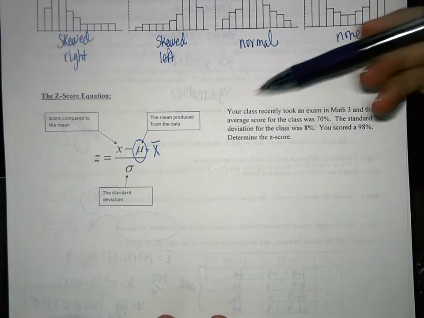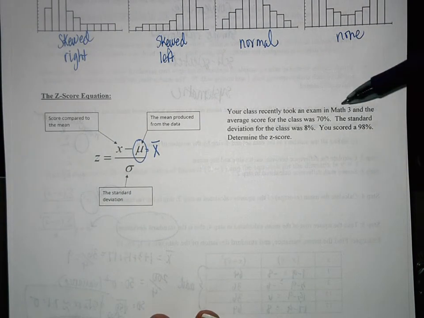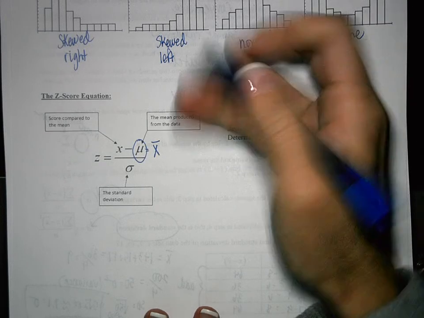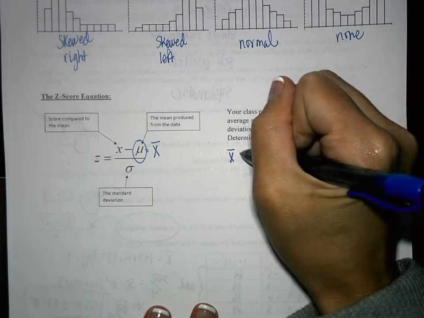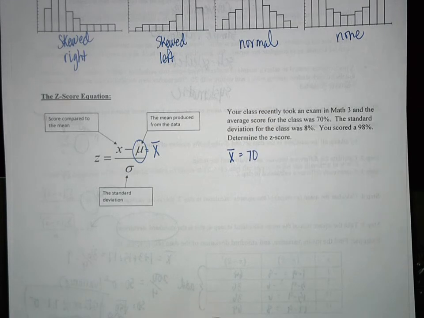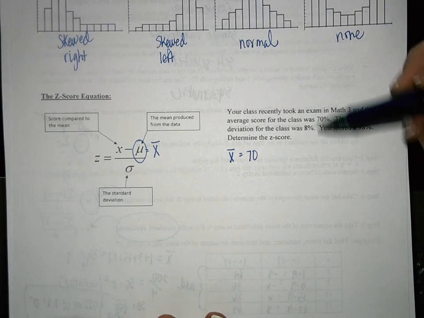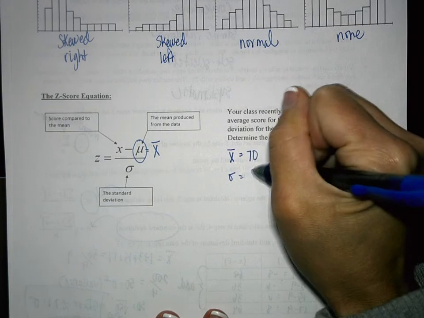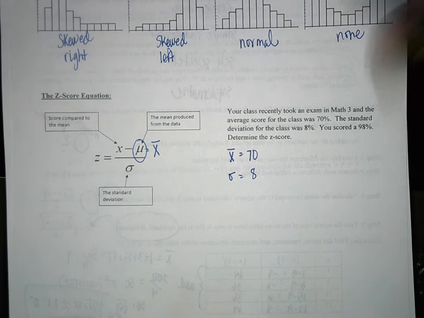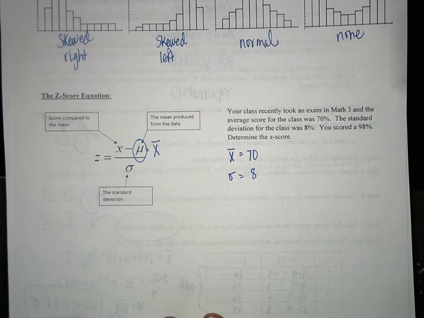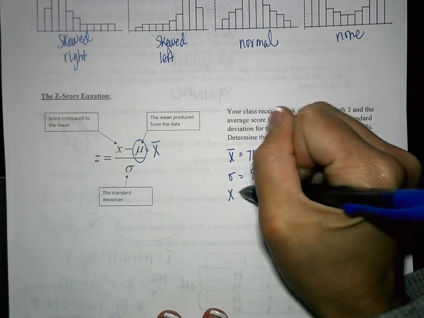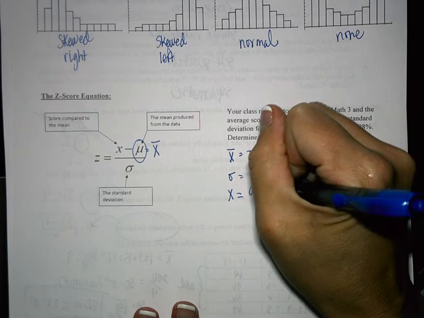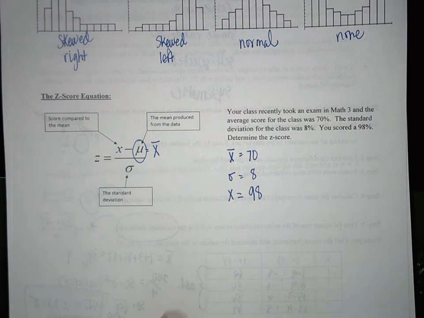As we read through here, it says your class recently took an exam in Math 3 and the average score for the class was 70%. So average score, that's your x bar, is 70. The standard deviation of the class was 8%. So standard deviation is 8%. And then lastly, it goes on to say that you scored, and whenever it's a specific score, specific value that they're giving for someone, that is your x value. And in this case, it's 98%.